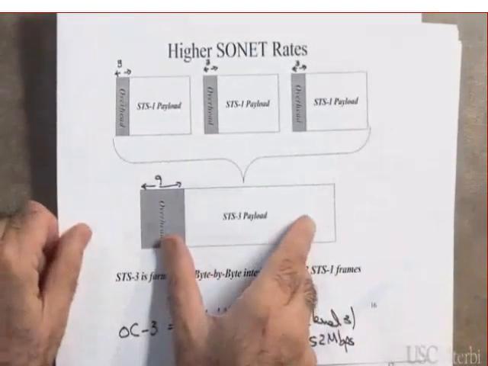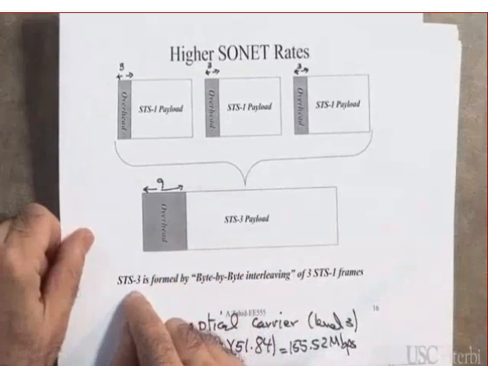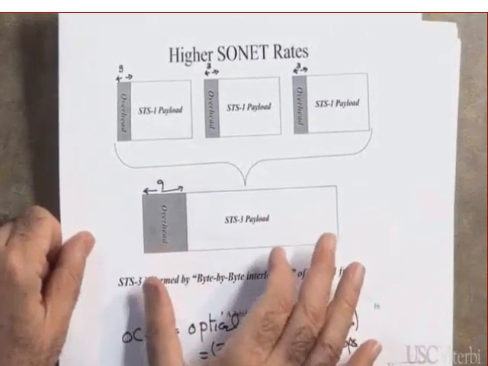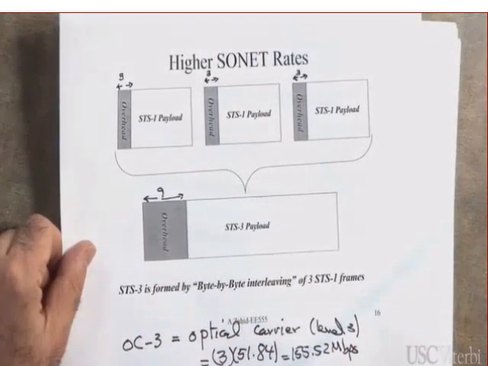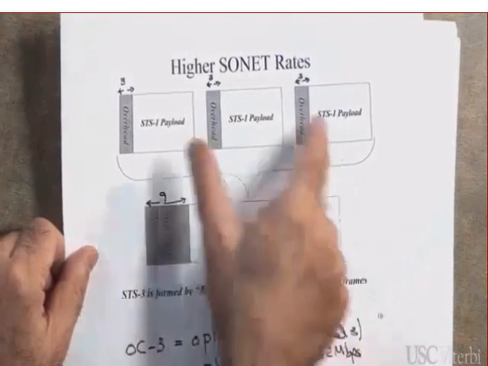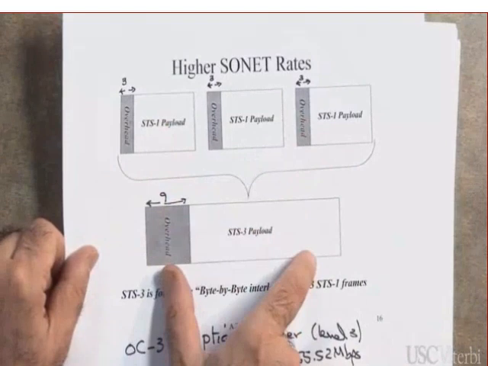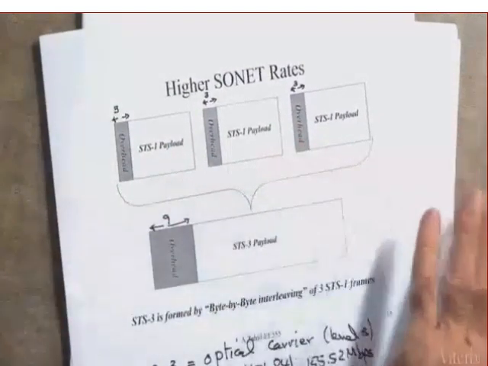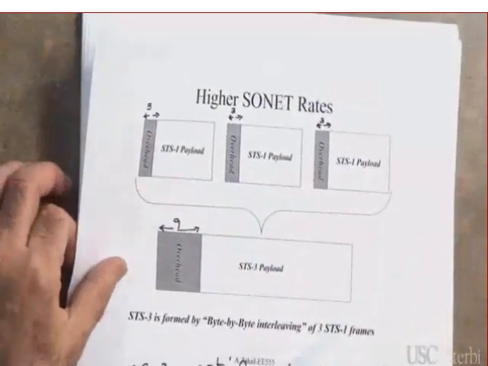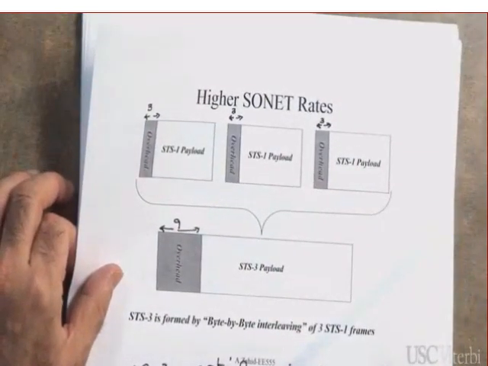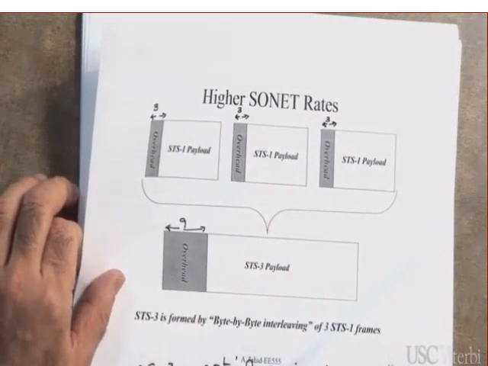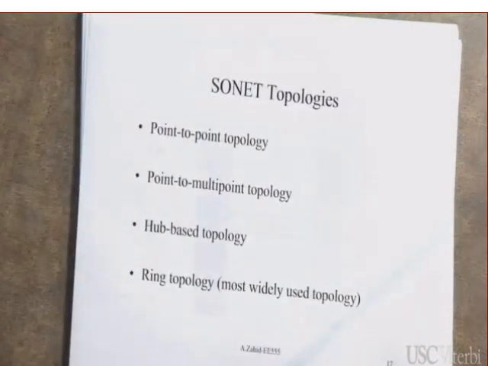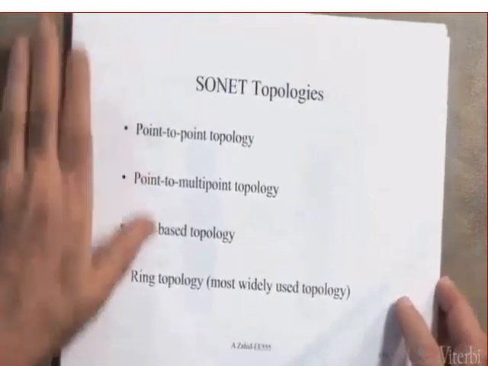But by the way, can they multiplex STS3 to generate STS9? Same idea, but instead of working on this level, they work on that level. How many of these do I have? Three of them. And again, they interleave to generate. What is the duration of the frame? The duration of the frame is always 125 microseconds. Okay. And finally, let's look at some topologies that are used for SONET.